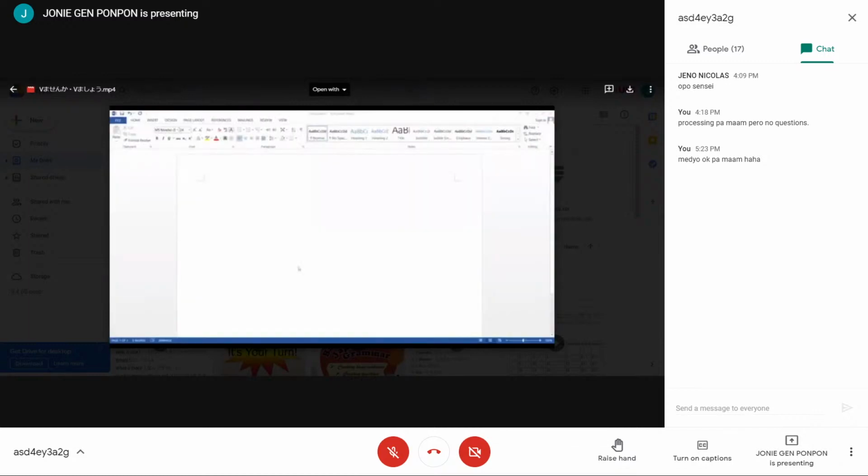Okay, so the next lesson will be about how to create sentences using transitive verbs. Transitive verbs like tabemas, nomimas. A transitive verb is a verb that has a direct object when the action is done. Or when you are doing the action, there is a direct object. So those are transitive verbs.